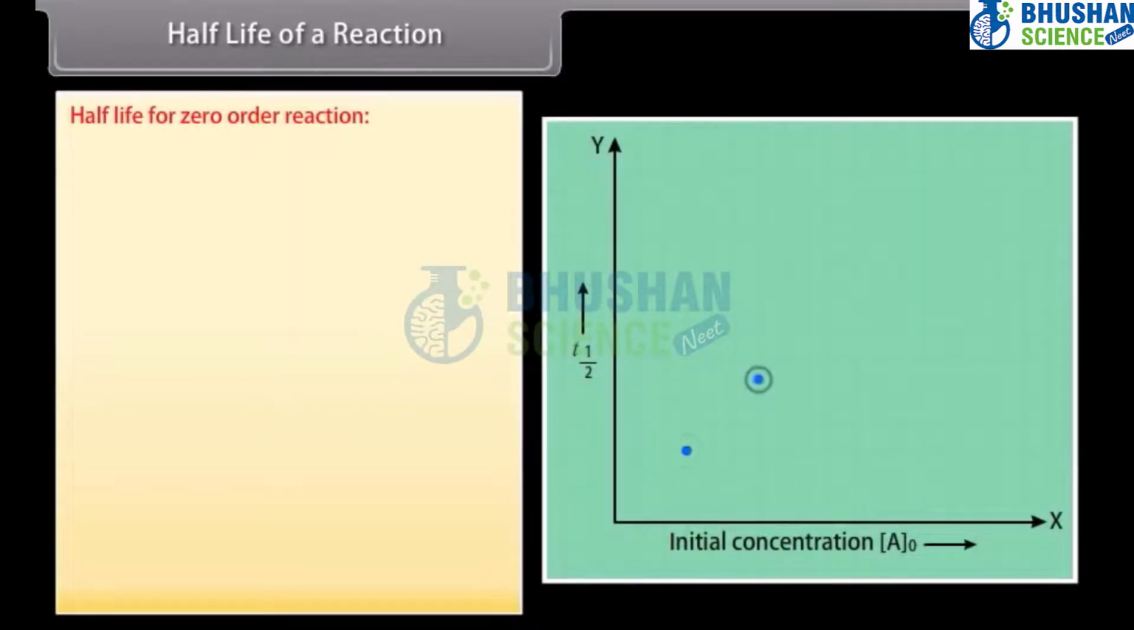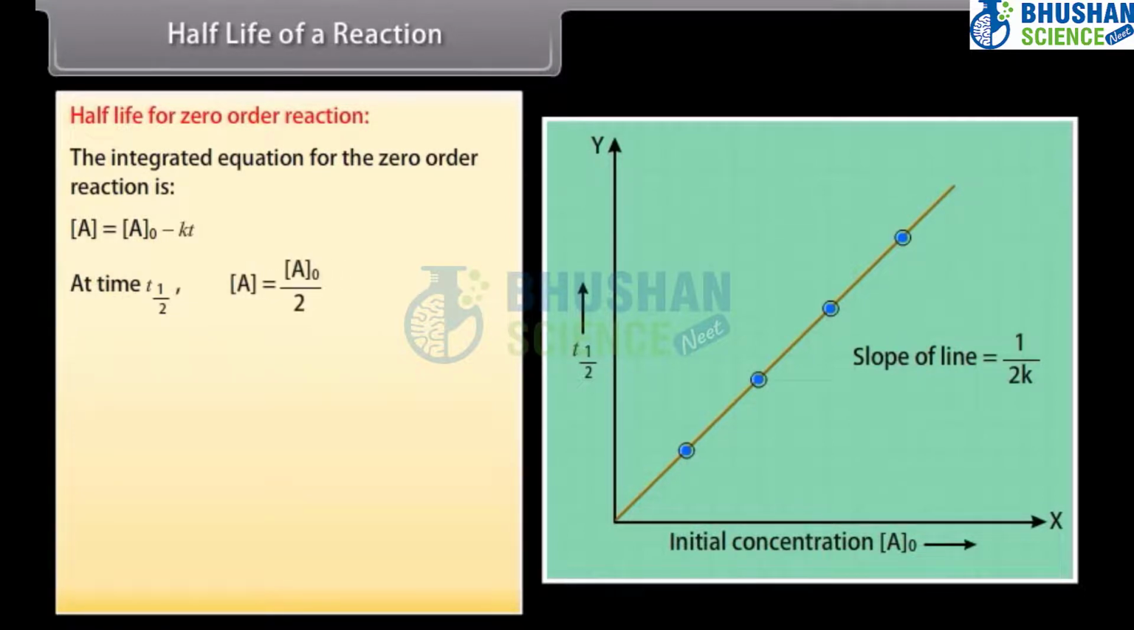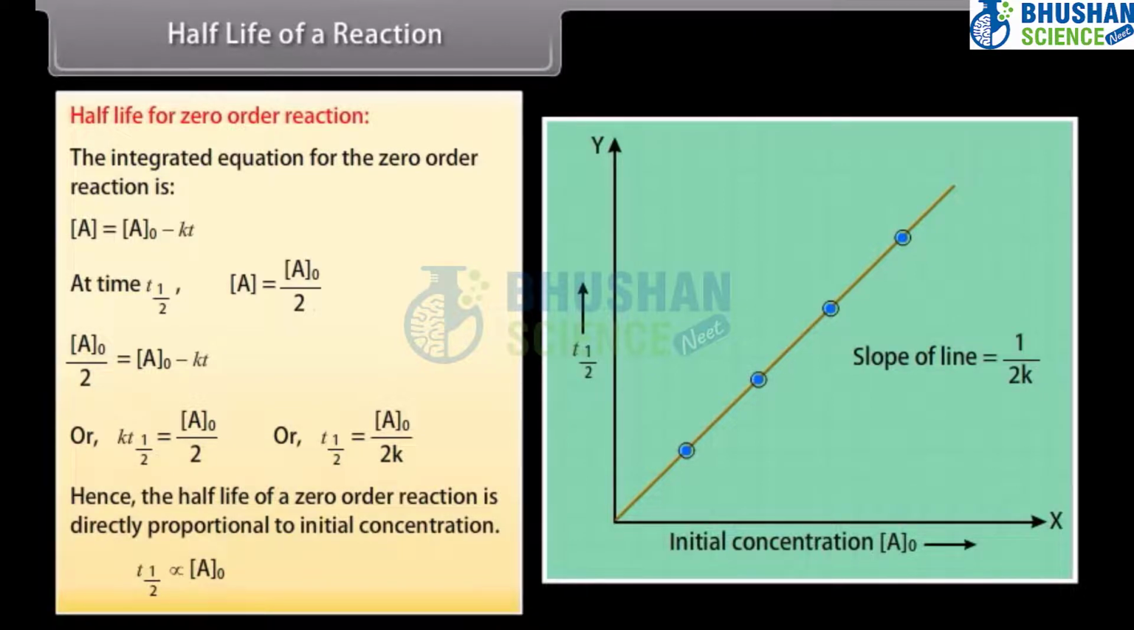Half-life for zero-order reaction. The integrated equation for the zero-order reaction is A is equal to A naught minus Kt. At time T half, A is equal to A naught by 2, or A naught by 2 is equal to A naught minus Kt, or Kt half is equal to A naught by 2. It can be written as T half is equal to A naught divided by 2K. Hence, the half-life of a zero-order reaction is directly proportional to the initial concentration.